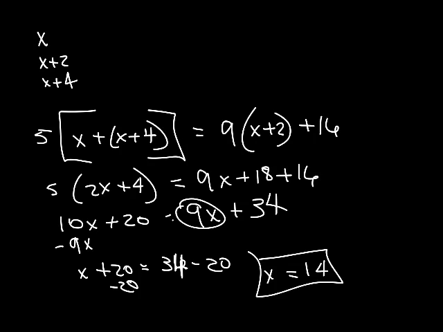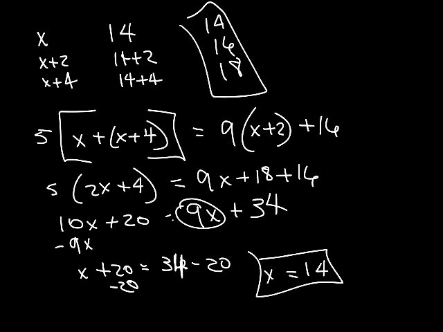But that's not what they asked for. They asked for the 3 consecutive even integers. And if that's the case, we're going to put 14 in for x there, there, and there. So we get 14, 16, and 18 as my consecutive even integers.